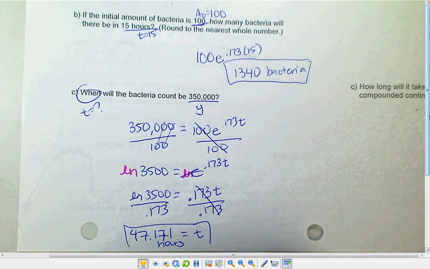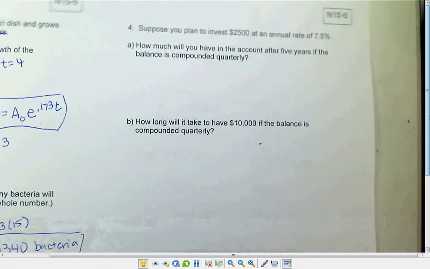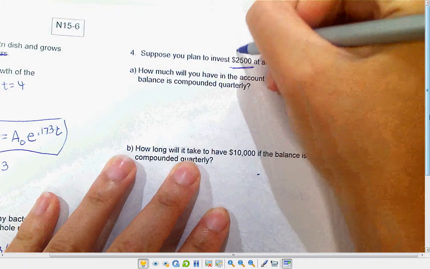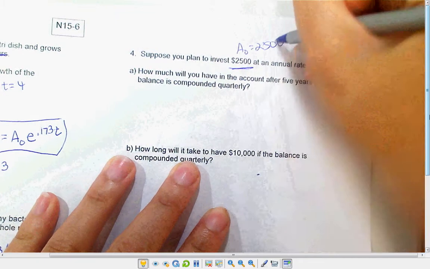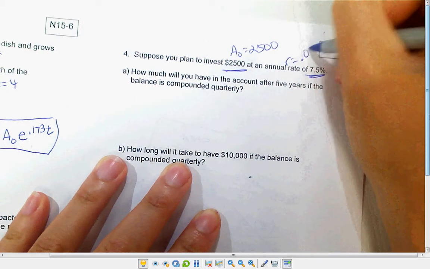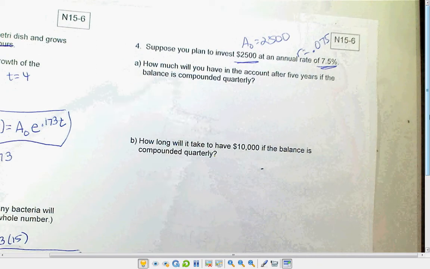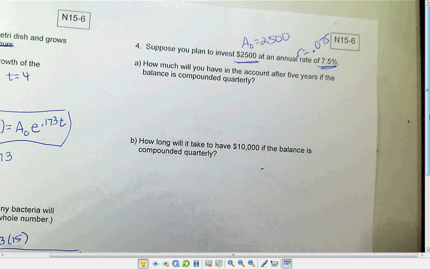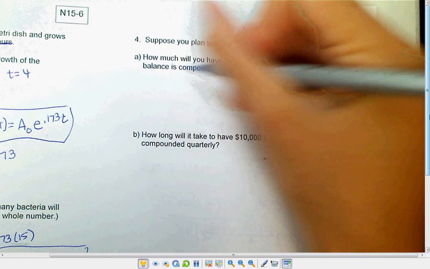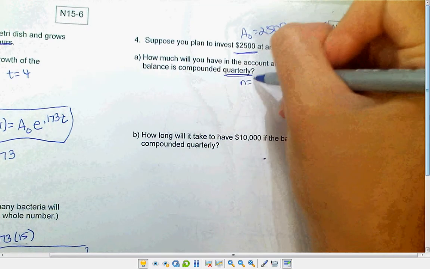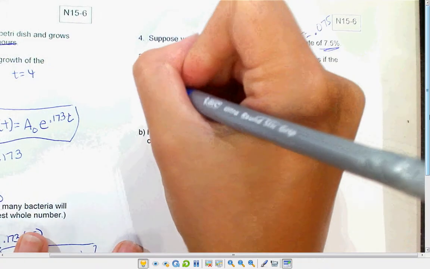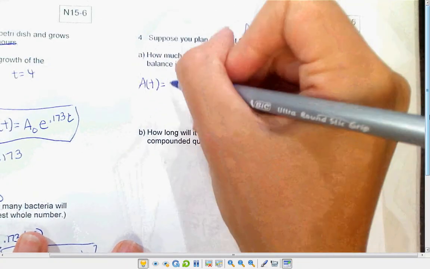Okay, last problem. For problem number 4, suppose you plan to invest $2,500. So this is how much I'm starting off with, A naught, at an annual rate of 7.5. So this becomes 0.075. How much will you have in the account after 5 years? Time is 5. If the balance is compounded quarterly, which means my n is 4. So now I know it's going to be compound interest.